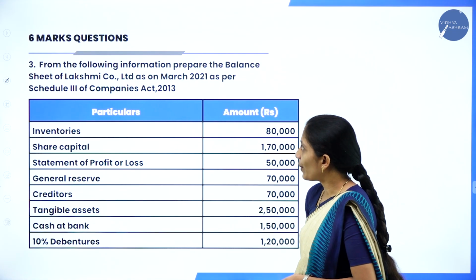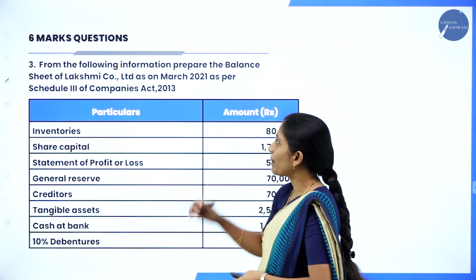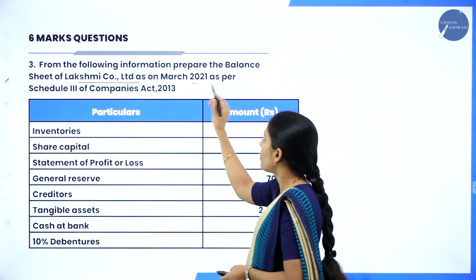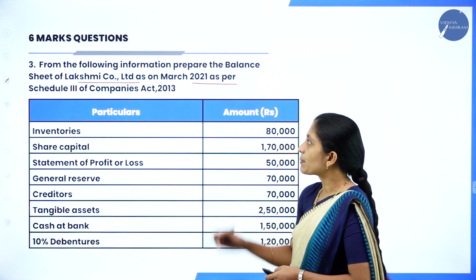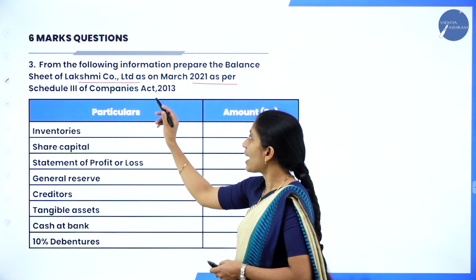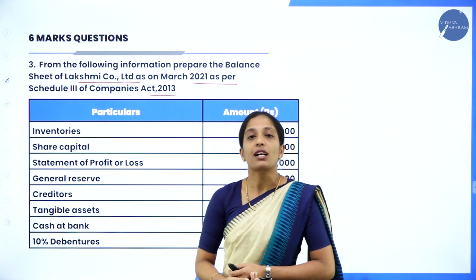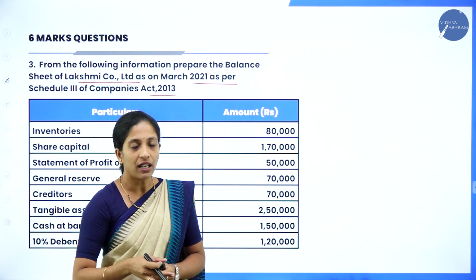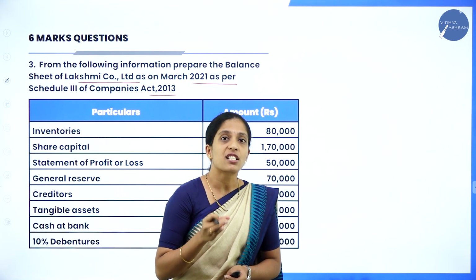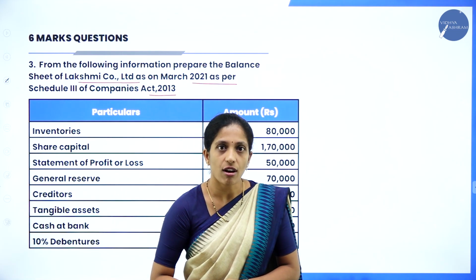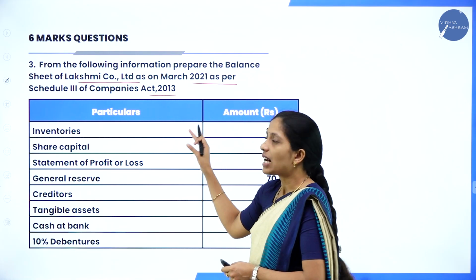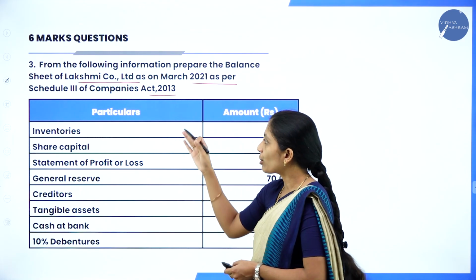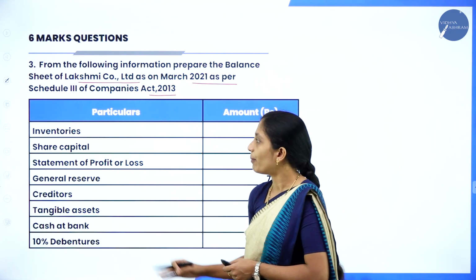Now coming to the third one. From the following information, prepare the balance sheet of Lakshmi Company Limited as on 31st March 2021 as per Schedule 3 of the Companies Act 2013. So this was a question paper problem. If you see the earlier question papers, every time they have asked a problem on the statement of profit and loss. One year they have asked this problem for 6 marks, that is a problem on balance sheet. So go through the problem here, very easy problem.